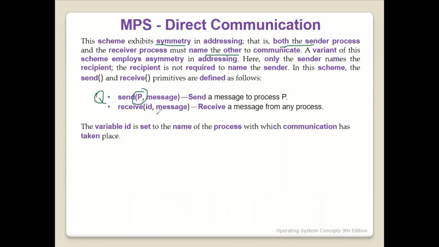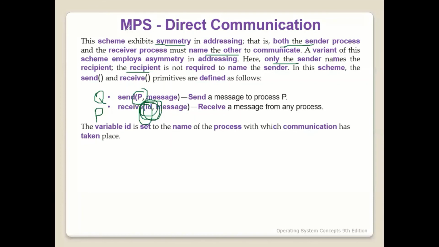For example, here P is receiving a message. From where is it receiving? From this, maybe this is Q, for example. So both the sender and the receiver have to name the other party in the communication. So in the method call, you need to name the other process. Here, the recipient's receive is ID, comma, P.